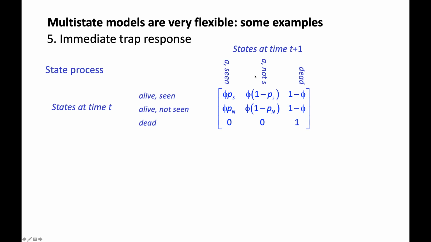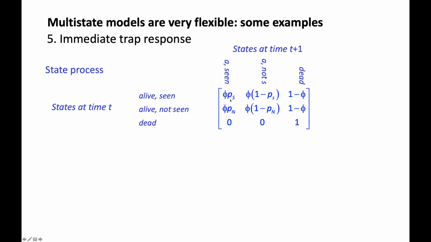So to do that, you define 3 states: alive and seen. I'm not really a big fan of this formulation, but you'll see why. It mixes the states and the observations. Okay, so it will work, but it's a quick and dirty way to account for trap response, trap effect in a capture-recapture model. But anyway, so you define alive and seen, alive and not seen, and dead, and the states at t+1 are the same.